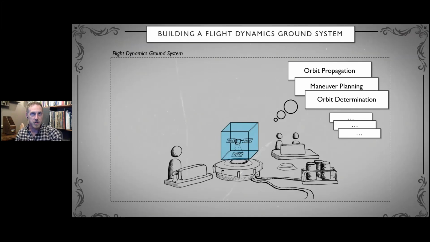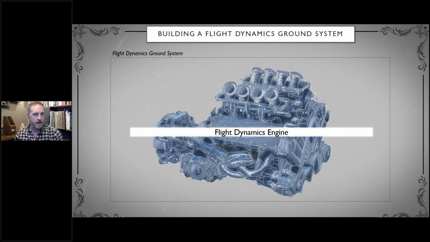So at AI Solutions, we've been building flight dynamics ground systems for many, many years, and we've developed it for many, many missions. And every time we do, we create the same flight dynamics capabilities, things like orbit propagation, maneuver planning, orbit determination. And after doing this over and over and over again, we gained a lot of experience on how to make this process efficient. And we always start with one thing, which is the flight dynamics engine. So at AI, flight dynamics is what we do, and I think we do it really well. But again, that's something that we've learned how to do over a long period of time.